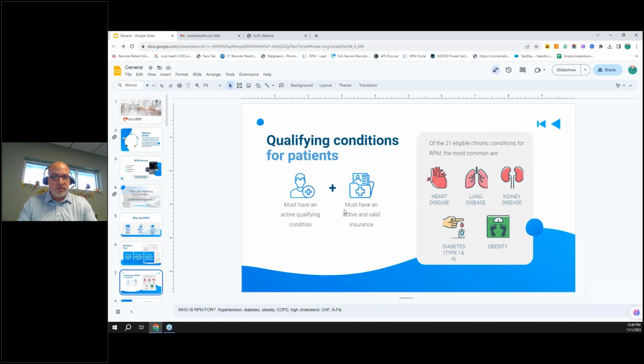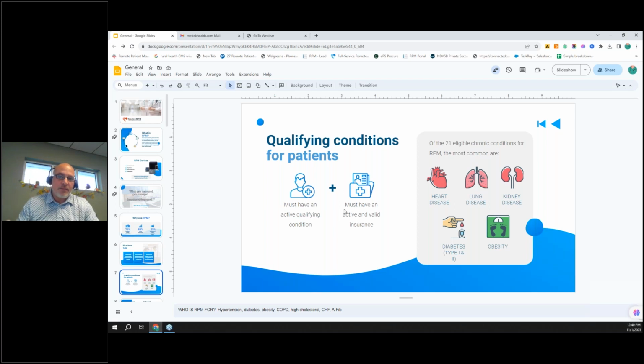Who qualifies for remote patient monitoring? Well, you just have to have a chronic condition. There's 21 different chronic conditions, but of course your biggies are going to be your hypertension, your diabetes, your obesity, COPD, high cholesterol, AFib, CHF, just to name a few.